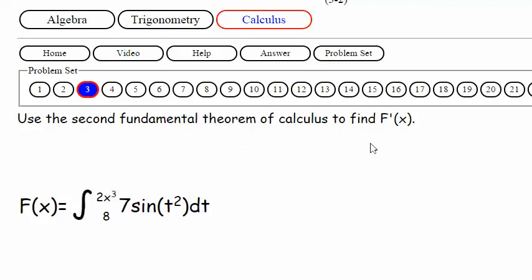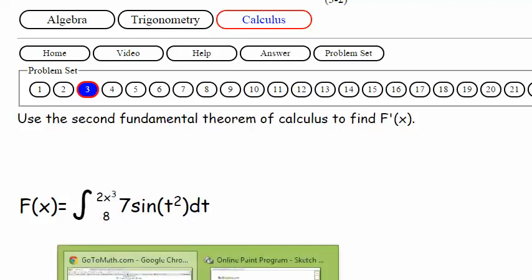Alright, use the second fundamental theorem of calculus to find f prime of x. So here it is, and okay, so I'm going to go ahead and write this down. We have the integral from 8 to 2x cubed of 7 sine of t squared dt. So this is going to be a tough one to actually take the integral of, if we had to take the integral of this and then take the derivative of whatever that was, but we don't need to do all that. See? We just don't need to do it.